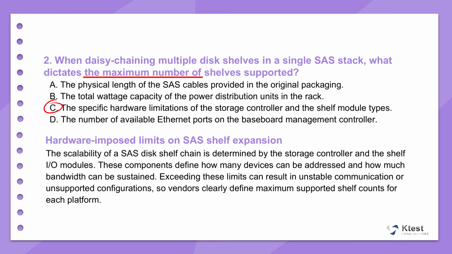And if we look at the other options, A is incorrect because cable length just dictates the physical distance between chassis in a rack. It has literally zero bearing on the logical device limit. B, the PDU wattage, dictates how much power your physical rack can pull from the facility, but it doesn't limit the SAS protocol's logical limits. Gotcha. And looking at D, the number of available Ethernet ports on the baseboard management controller, that feels like a total trap. The baseboard management controller, BMC, is just for out-of-band management, right? Like remotely powering the box on or off. Exactly. It's a completely separate subsystem. The BMC sits on an entirely separate network. It has absolutely nothing to do with the high-speed SAS data path that actually talks to your hard drives.